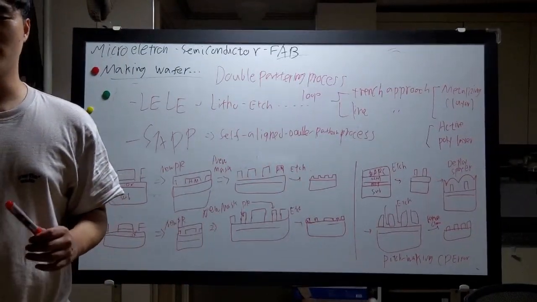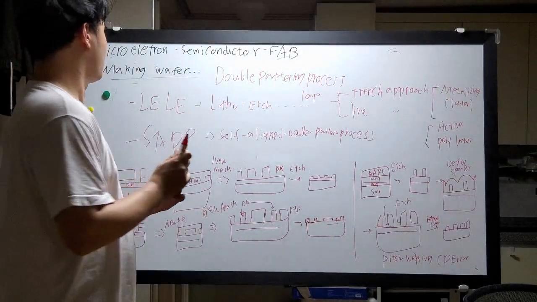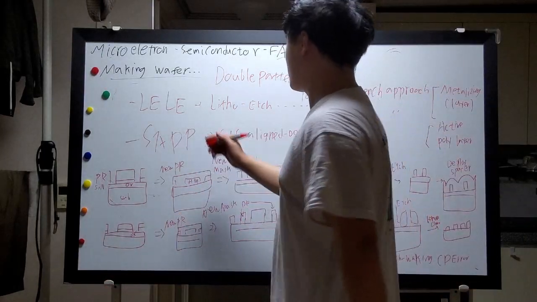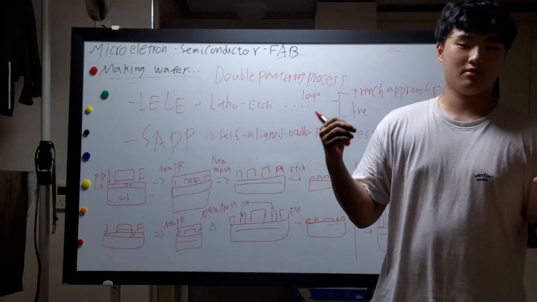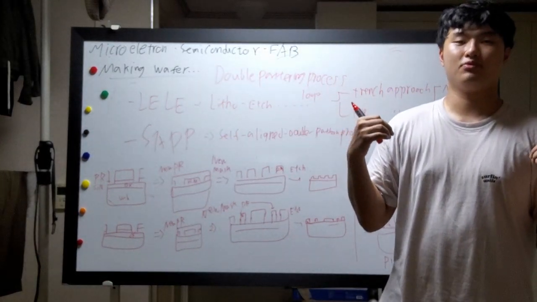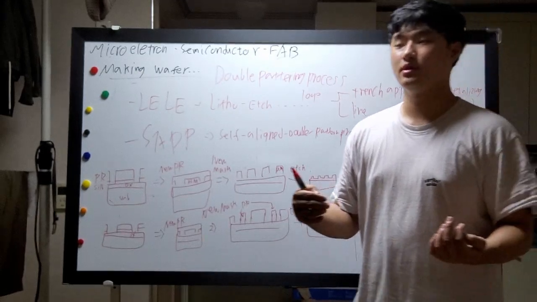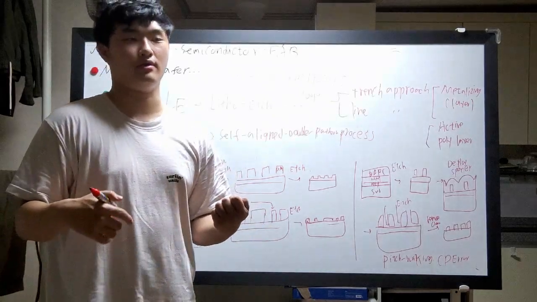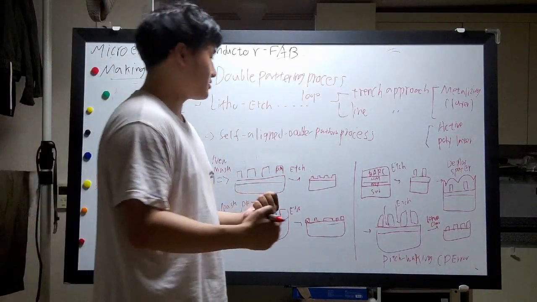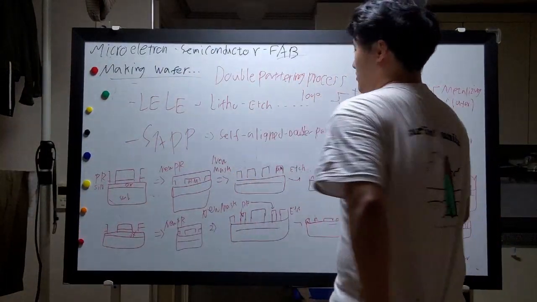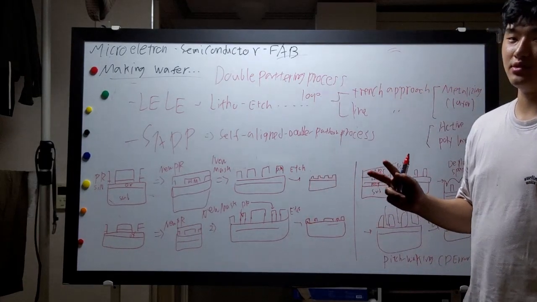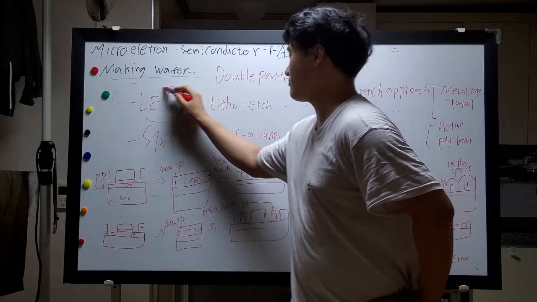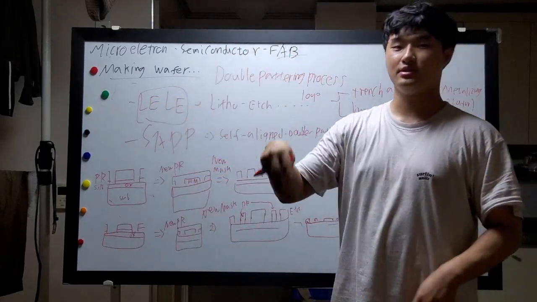So the final chapter of this review video. When making a wafer, it will be very important how we make it and what kind of method we will use to make the patterns and the product. So there are two mainly used methods. First, the area, which means litho etching.